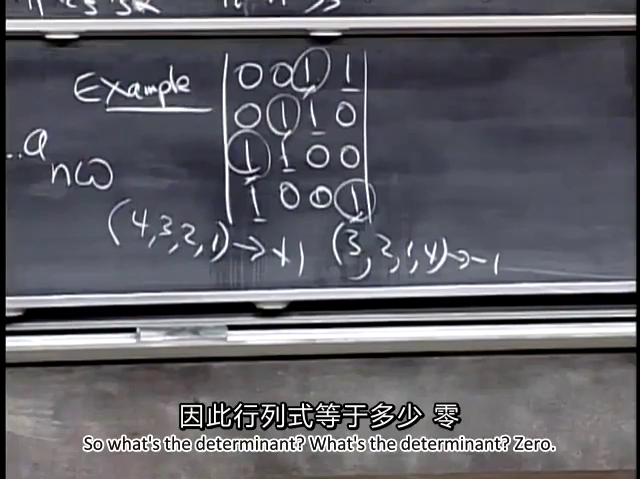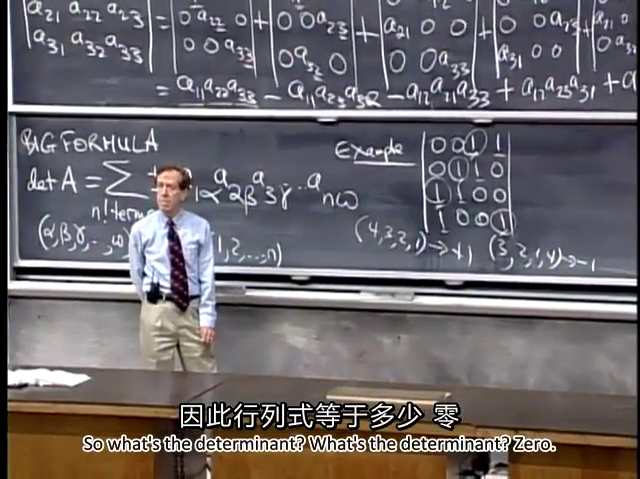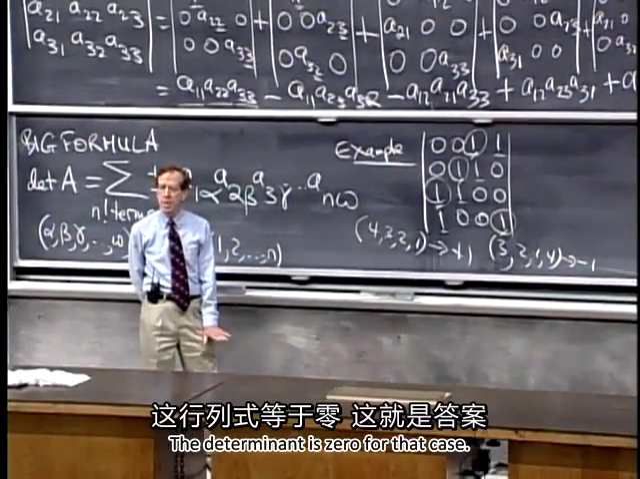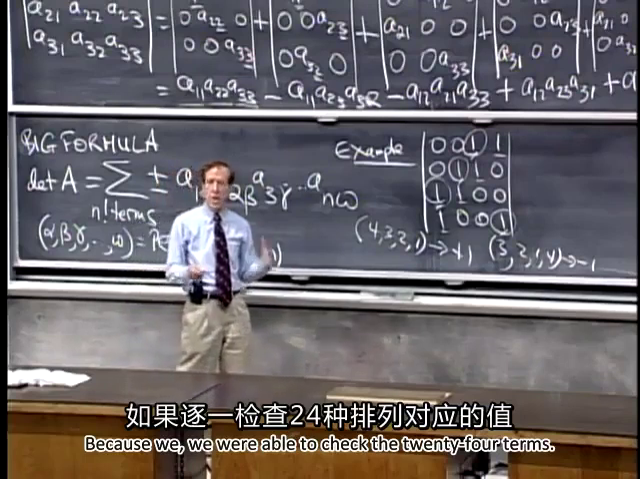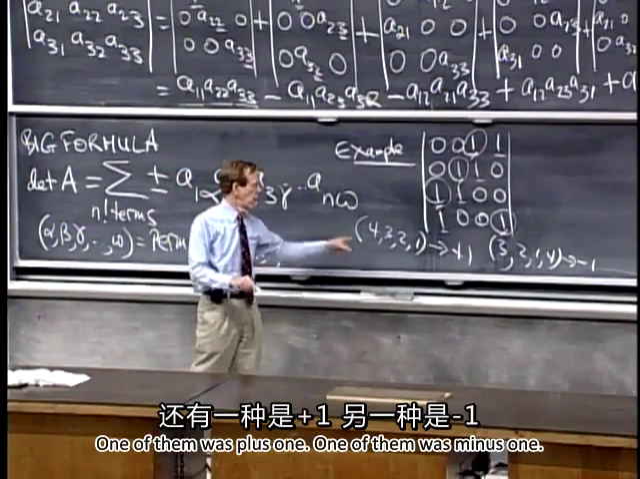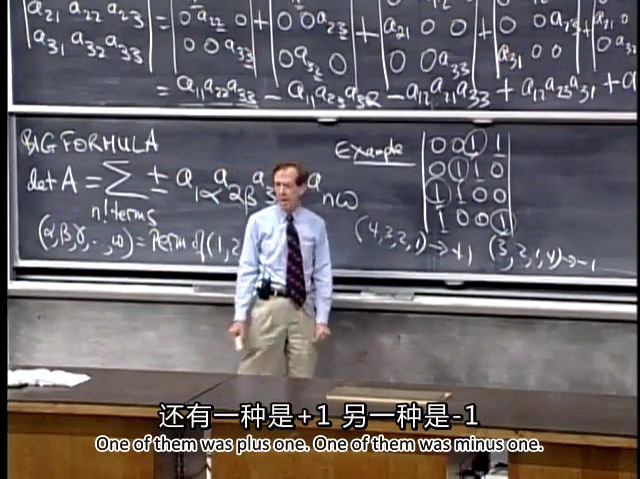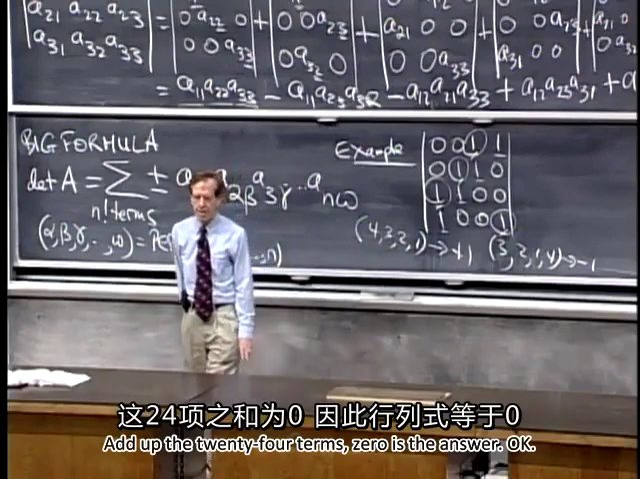So what's the determinant? The determinant is 0 for that case. Because we were able to check the 24 terms. 22 of them were 0. One of them was +1. One of them was -1. Add up the 24 terms. 0 is the answer.